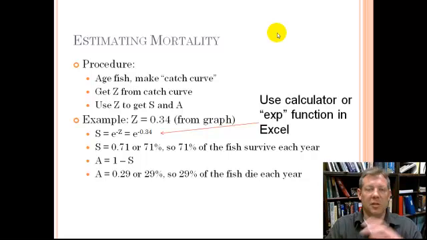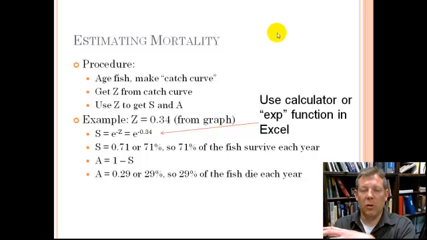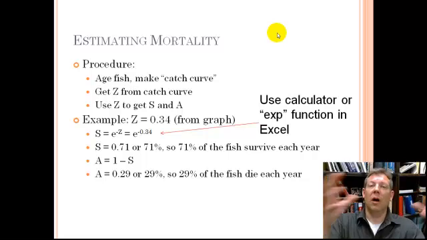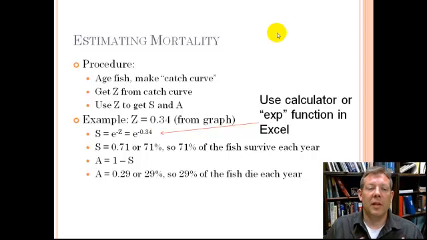E is the opposite of natural log. So when we natural log transformed them, now we're using e to untransform them. And so then that gives us S is 0.71, or 71% of the fish survive each year. Then we plug that into our other equation. If 71% of the fish survive each year, then 29% die each year. And there you go.